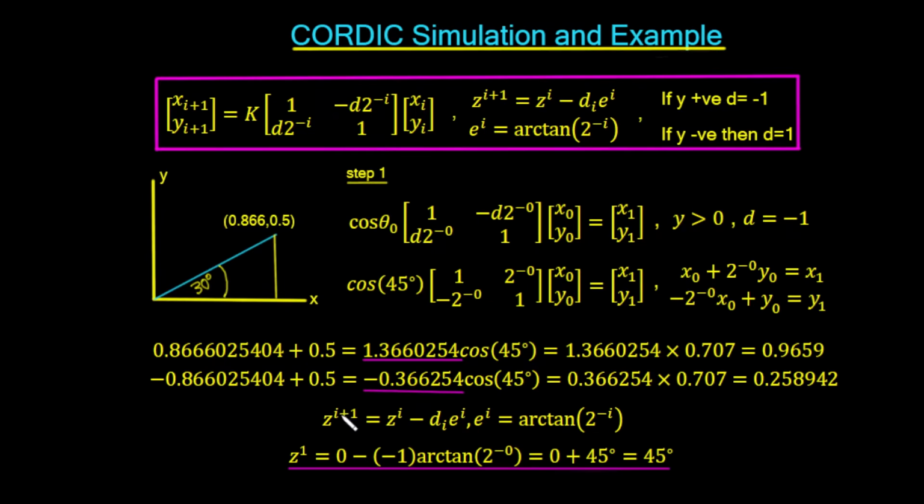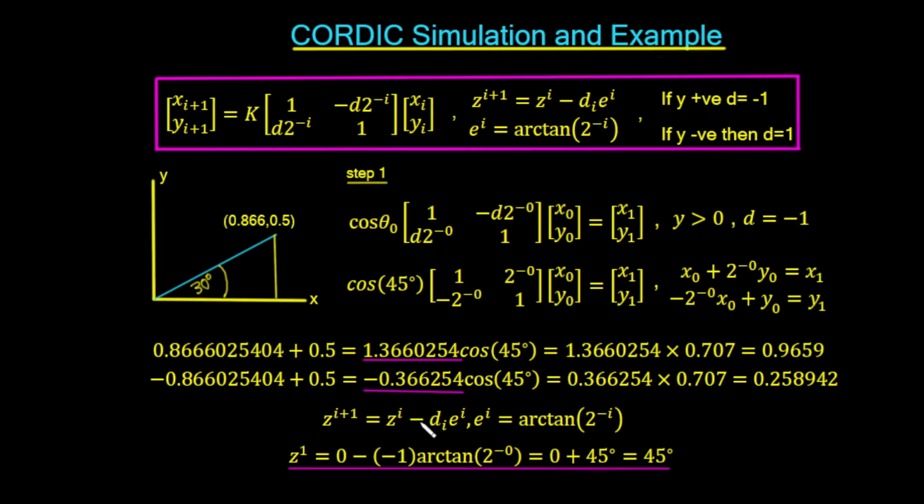So z to the power of i plus 1, well i is 0, so we're going to have z1 is equal to the value z0. Now z0 is the initial starting point, and we assume the starting point is just a value of 0. So we've got 0 and it's minus, and the value for d, well, d is going to be negative in this case here, because we've worked that out here.